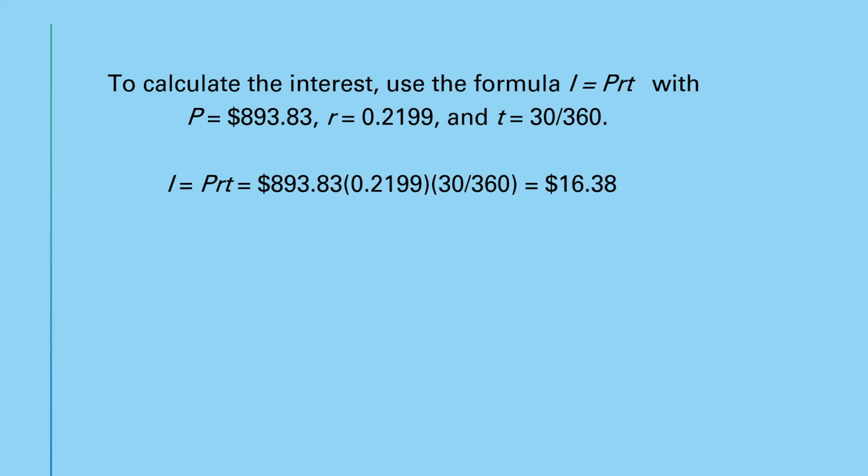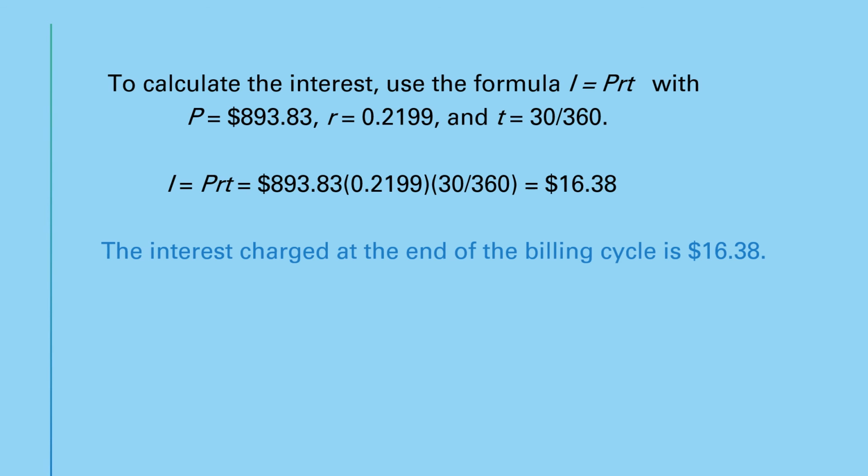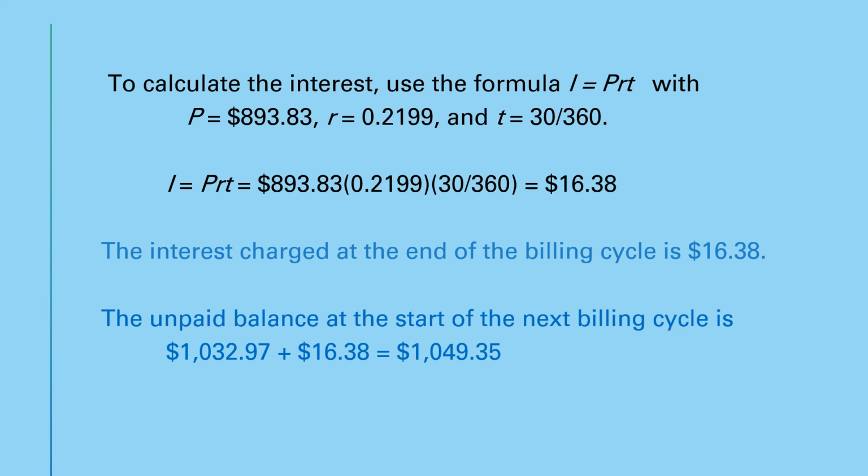In order to calculate the interest, we use the formula PRT. P is 893.83, multiplied by 0.2199, multiplied by the time 30 by 360, which gives us $16.38, and that will be the interest charged at the end of the billing cycle.